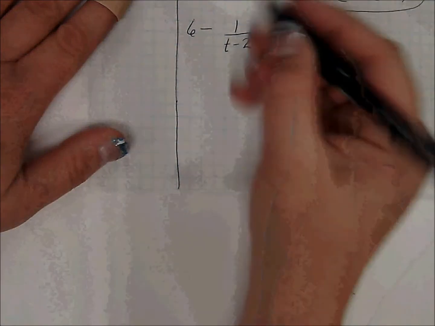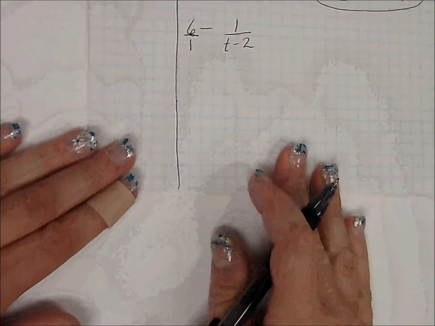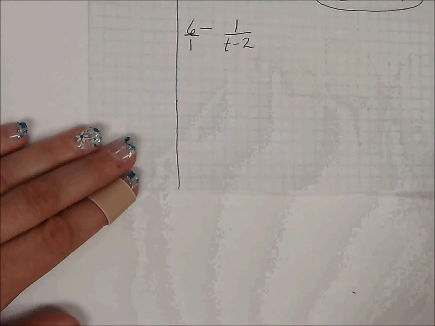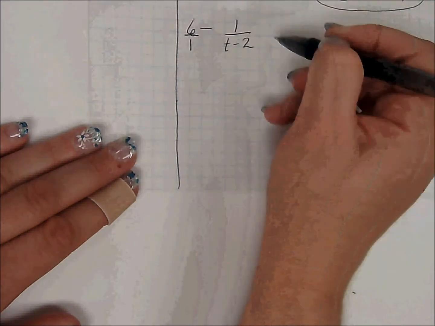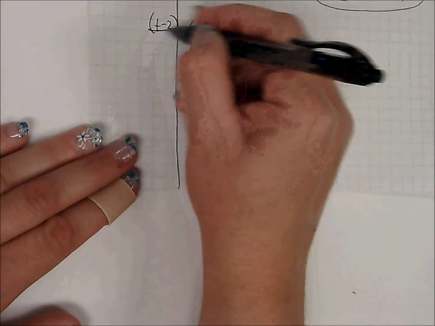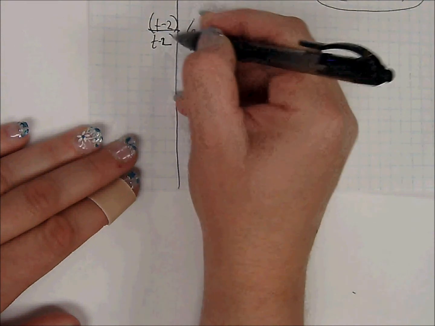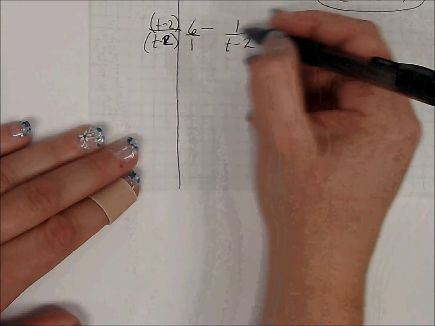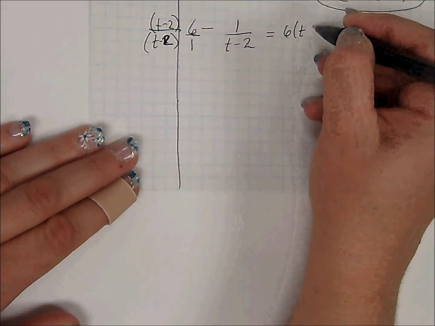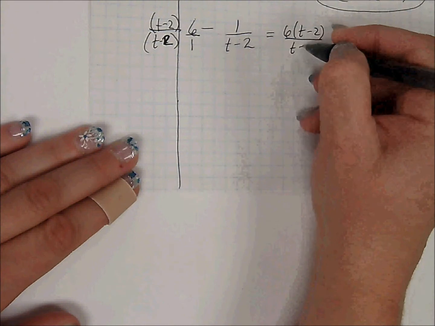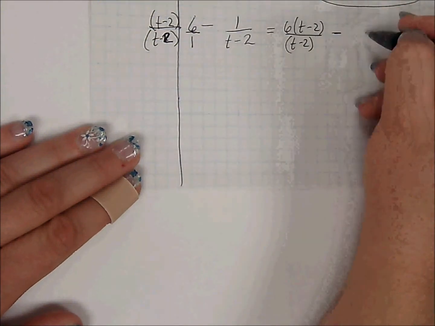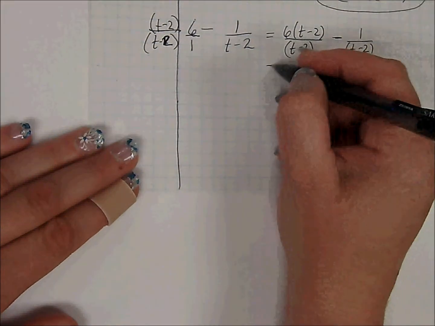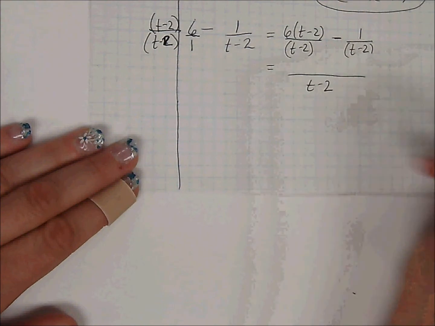Now, at first, you have to remember that when there is no denominator, we can create our denominator. We do not need to multiply this side by 1 because 1's not going to change it. But we do need this side to have the t minus 2. Oh, t minus 2, not t plus 2. All right. So now on the left side, we're going to get 6 times t minus 2 over t minus 2, minus 1 over t minus 2. And they have the same denominator now. So t minus 2 on the bottom.